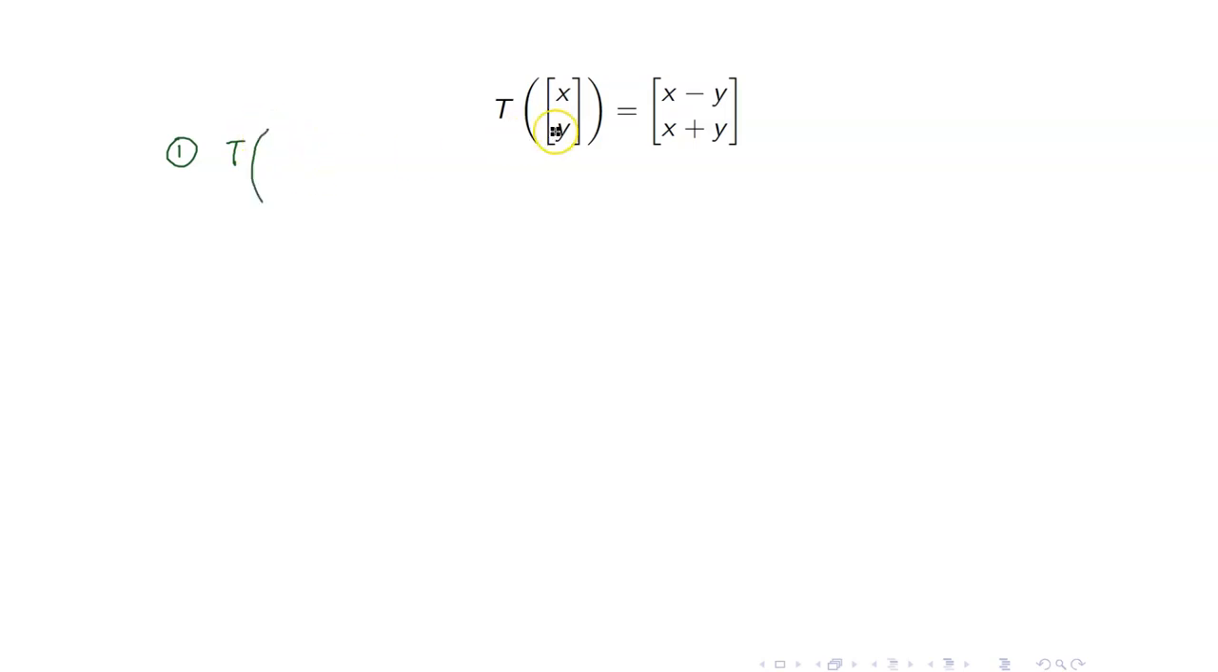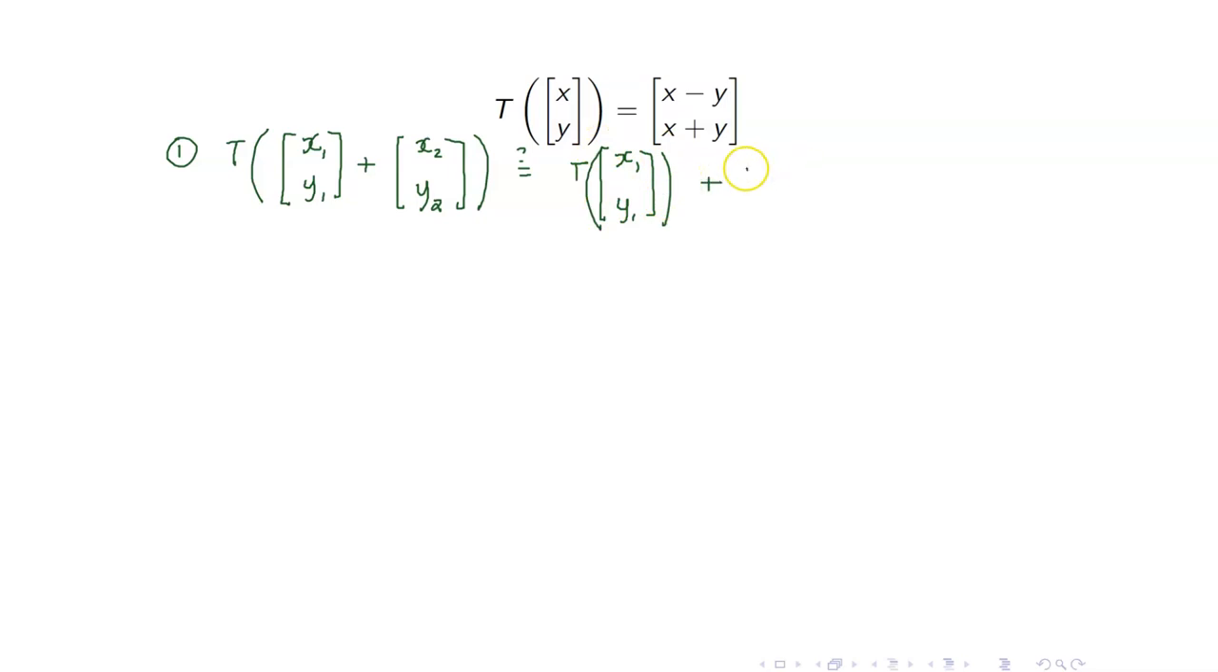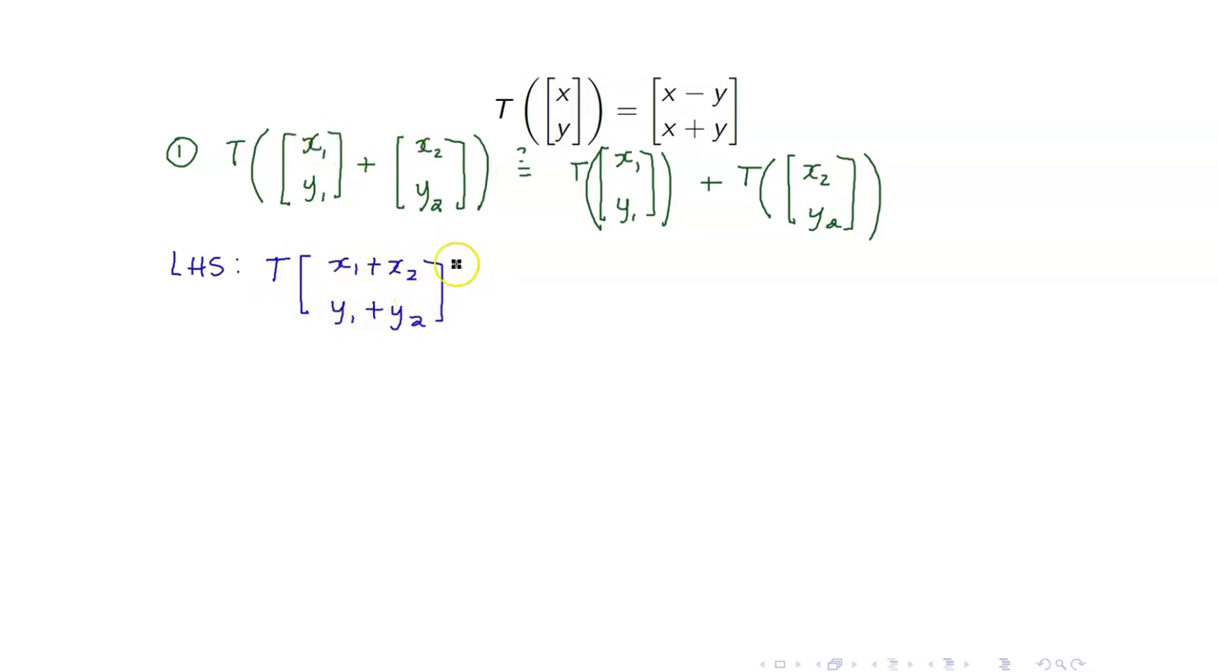So first, we get two arbitrary elements in R2 again, just like what we did earlier. Our two arbitrary elements are x1, y1, and x2, y2. And we will check if this is the same as applying first T to your first element and adding them with T of x2, y2. Let us start with the left-hand side. The left-hand side is T of x1 plus x2, y1 plus y2.